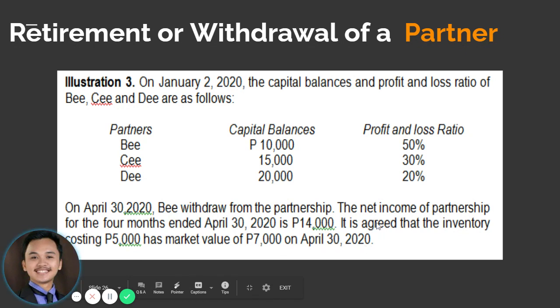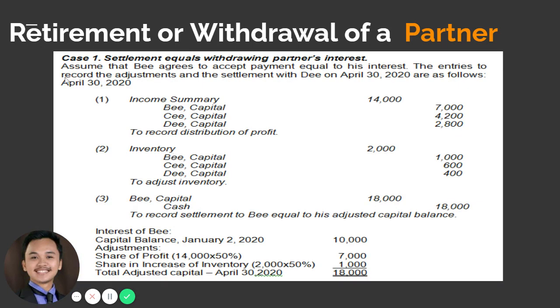So therefore, there will be an adjustment to the capital balances of the partnership of 14,000 plus 2,000, the difference of 2,000 being the undervaluation of their inventory from 5,000 to 7,000. So there is an adjustment of a total of 16,000. So first, case 1: settlement is equal to the withdrawing partner's interest.